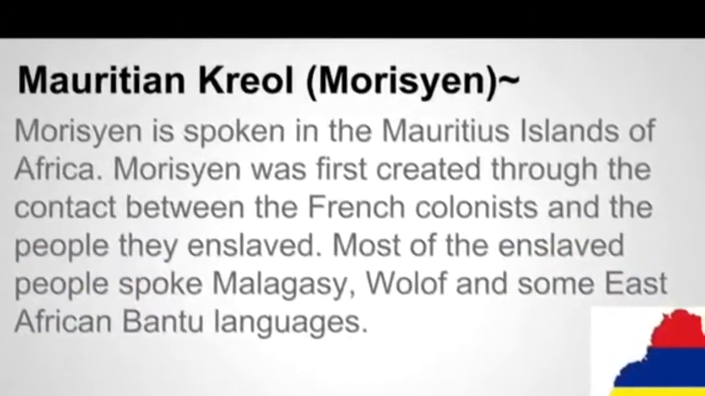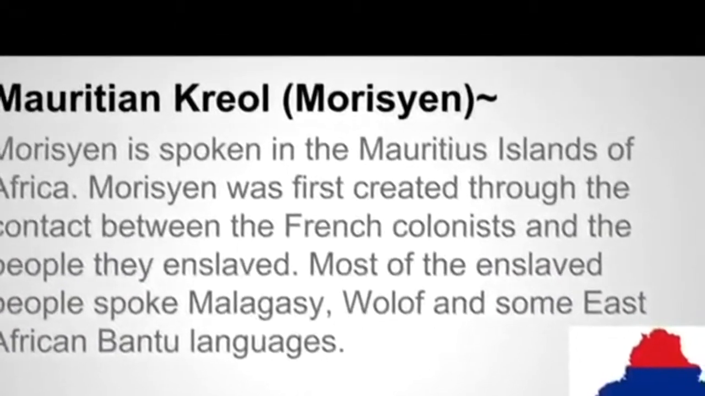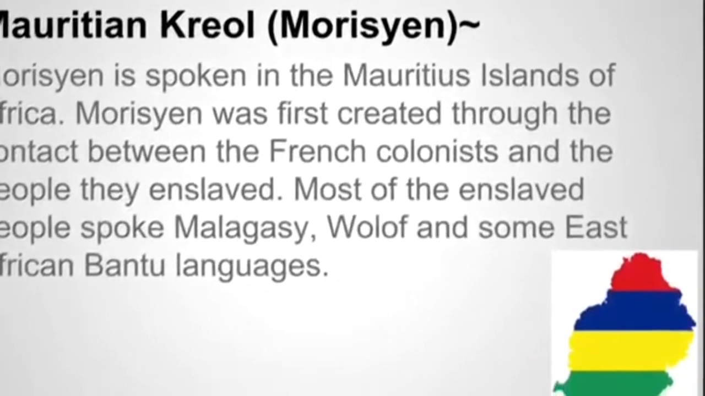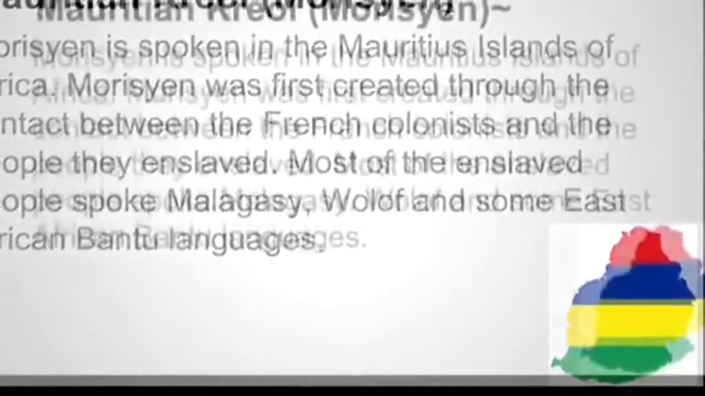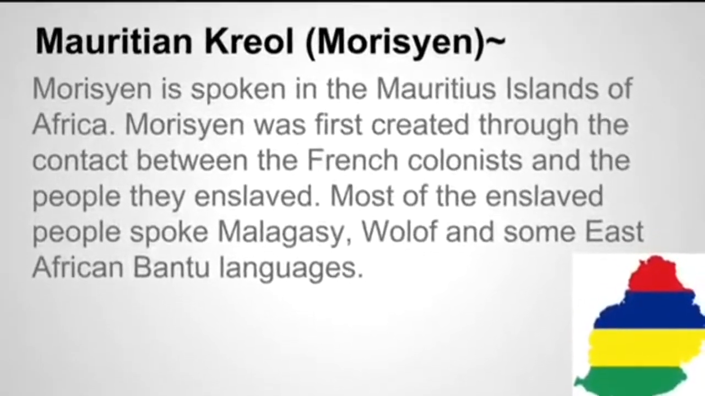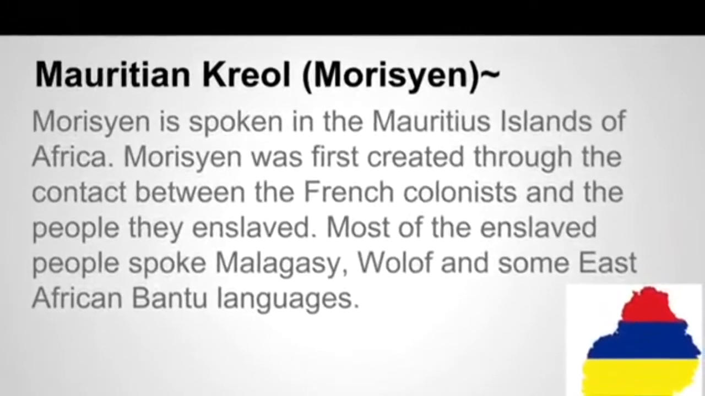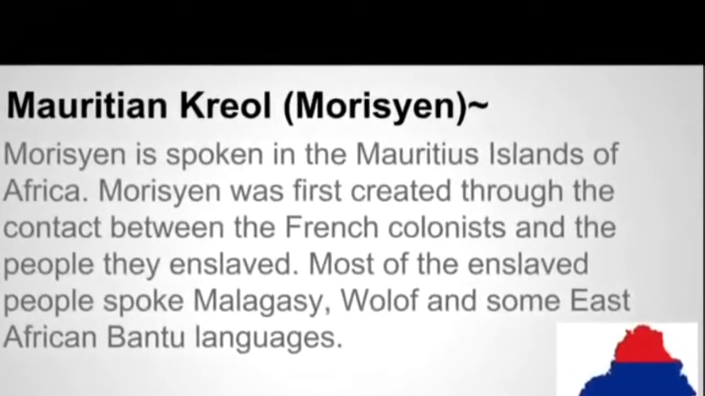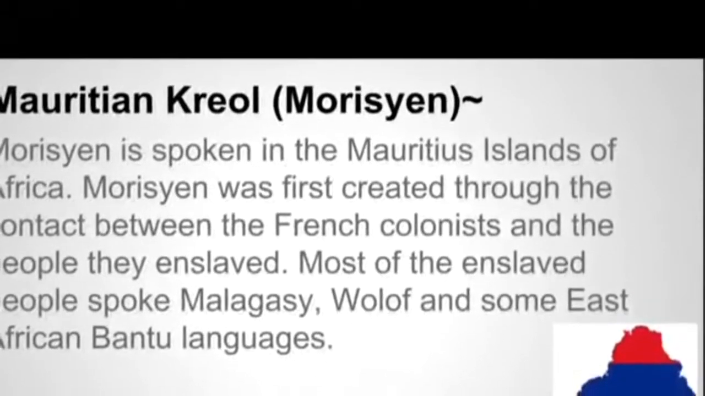Mauritian Creole, or Mauritian, is another example of Creole languages. Mauritian is spoken in the Mauritius Islands of Africa. Mauritian was created through the contact between French colonists and the people they enslaved. Most of the enslaved people spoke Malagasy, Wolof, or some East African Bantu languages.